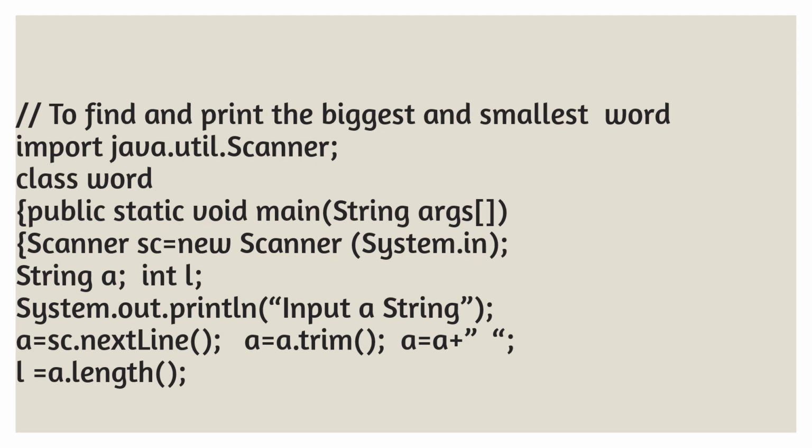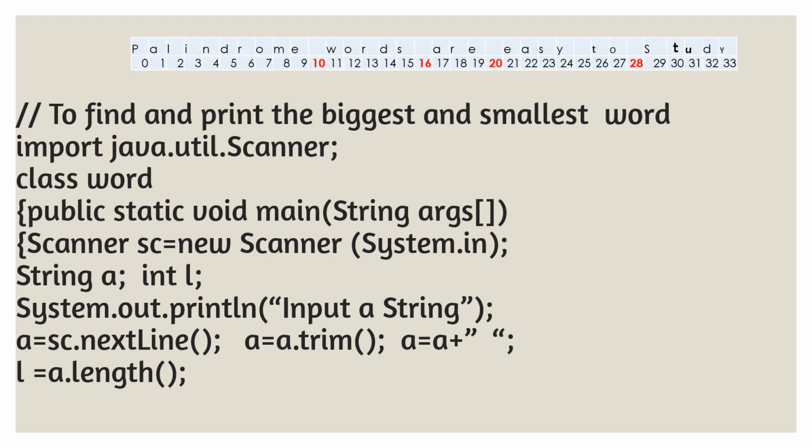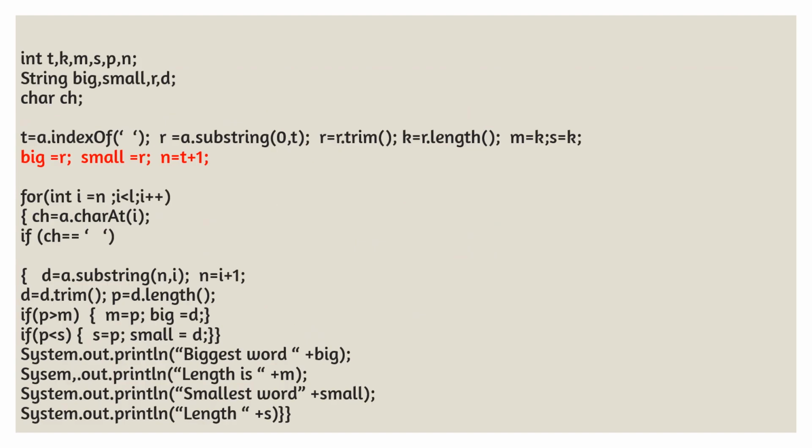And the first lines of the program are almost the same, so we are not discussing that. Just declare the class name according to the question, accept the string in a variable and do the trim function, and add one space at the end so that we can separate the last word, and L is equal to a dot length. So we can discuss the logic of the program.